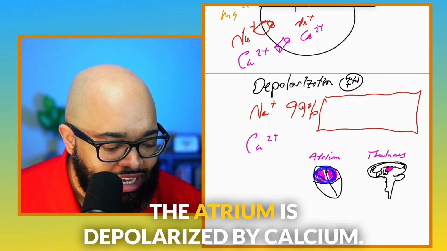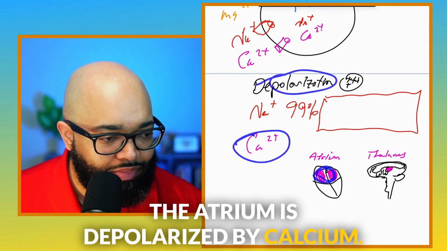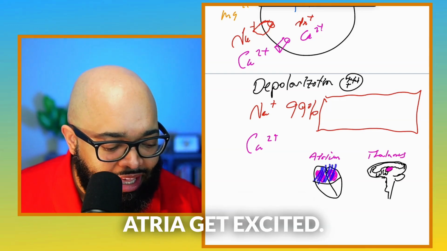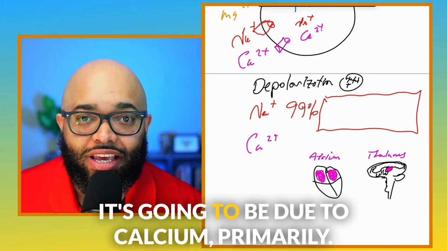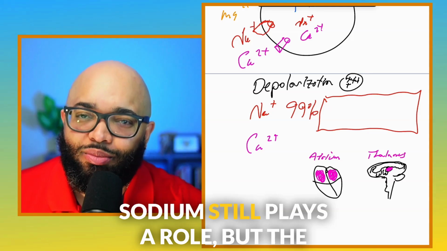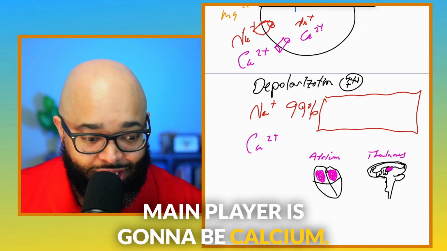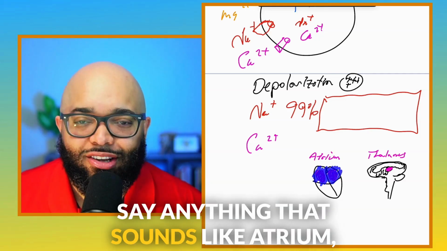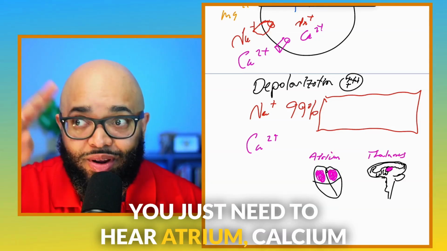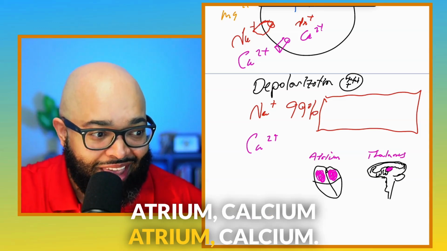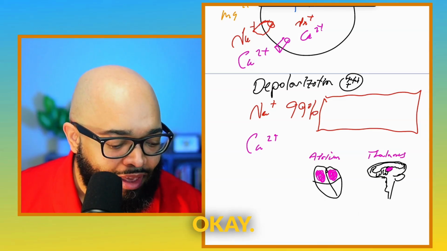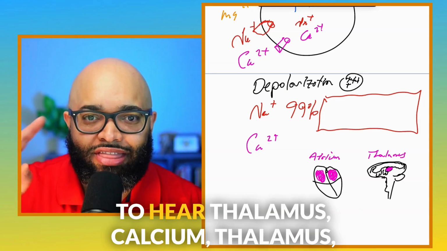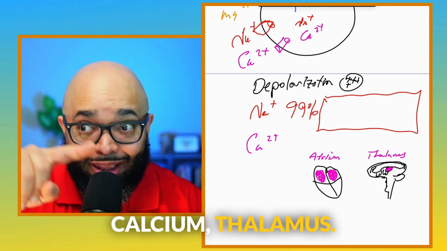So here's what I want you to know. The atrium is depolarized by calcium. What I mean is, what makes the atria get excited? It's going to be due to calcium primarily. Sodium still plays a role, but the main player is going to be calcium. So anytime I say anything that sounds like atrium, you just need to hear atrium, calcium, atrium, calcium. We're good with that. Anytime I say anything that sounds like thalamus or thalamic, you need to hear thalamus, calcium, thalamus, calcium.